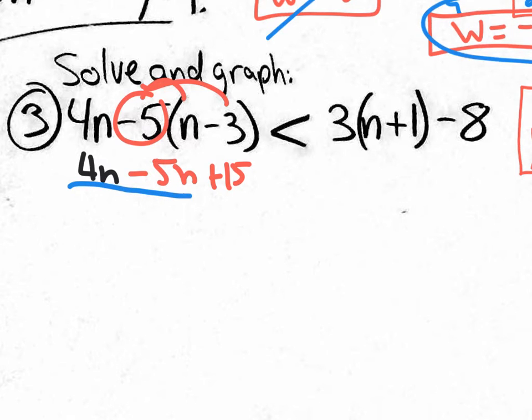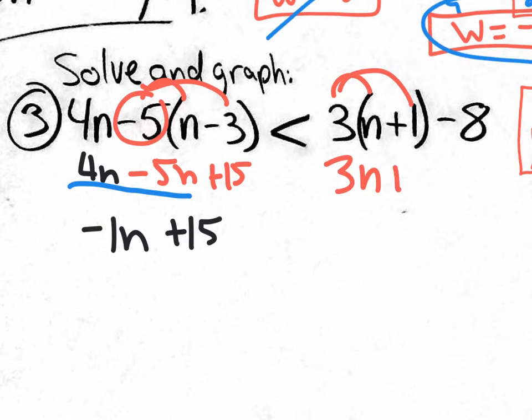The 4n minus 5n, we could do this in our heads. We don't do the opposite or anything like that. You just do it in your head. $4 minus $5, you're going to owe $1, right? So you're going to have negative 1n plus 15, and that's as far as you could go on the left side. Now on the right side, we're going to distribute 3 times n, that's 3n, 3 times 1, that's 3, and we're also going to bring down the minus 8. And once again, we could still simplify the right side by combining the 3 and the minus 8.